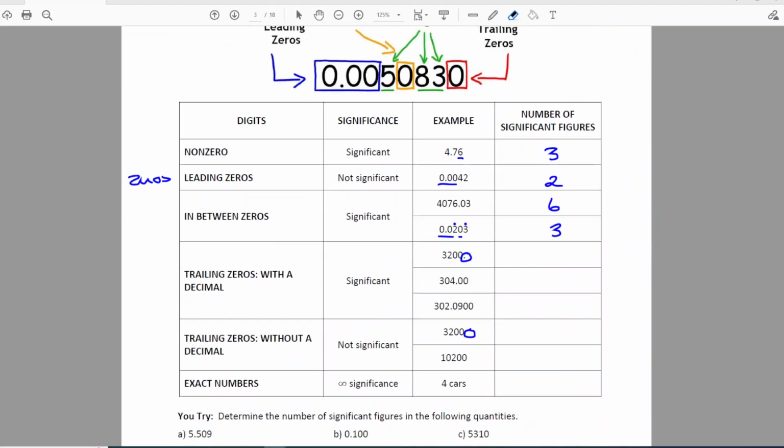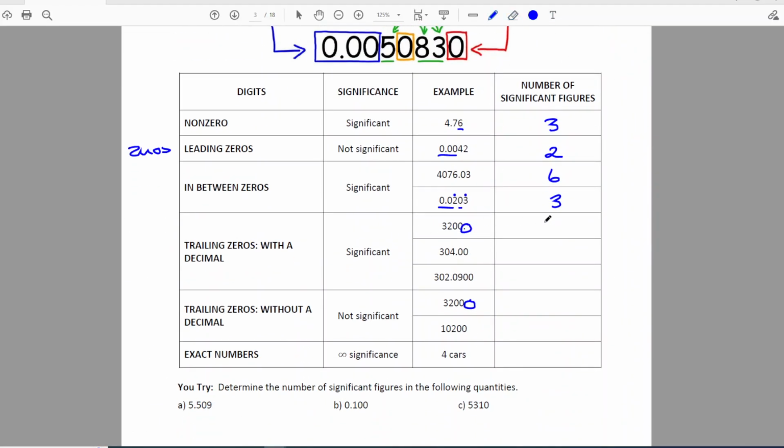And then for this one down here, whether you have 4 sig figs, or if it's written like this, you have 2 sig figs. So those trailing zeros only count if there's a decimal. So if you have 304.00, this is 5 sig figs. You have 2 non-zero digits, 1 in-between 0, and then 2 trailing zeros that are significant. This measurement was exactly 304.00. This one here, we have 302.0900. You'd have 1, 2, 3, 4, 5, 6, 7 significant figures.